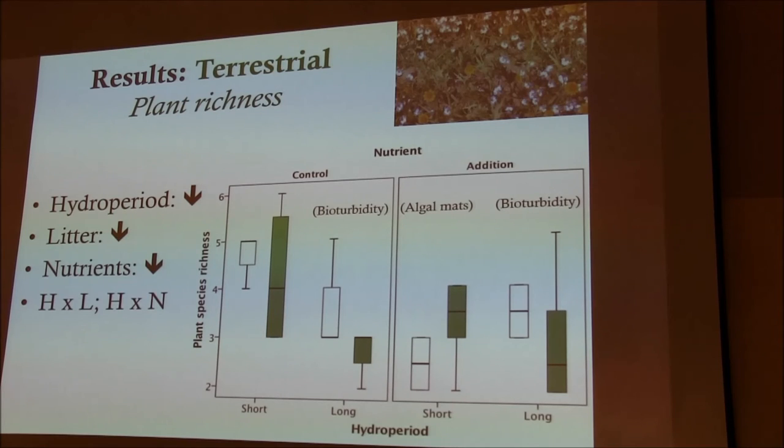So the greatest richness is in these really short hydroperiod treatments without nutrient addition. But they also are suppressed by litter from that previous year. So with litter addition, they decline in most of these treatments. That's illustrating that the litter deposited in the previous year can influence the patterns of diversity in the present year.